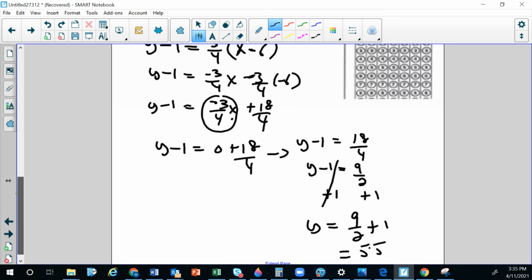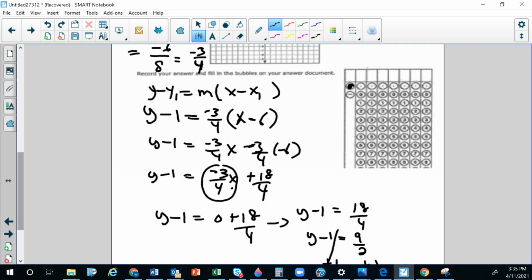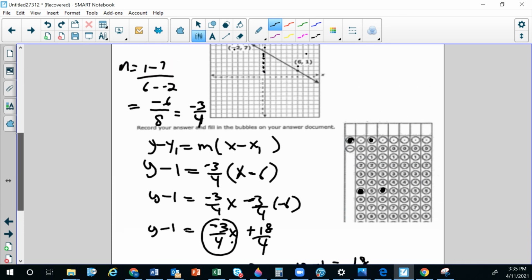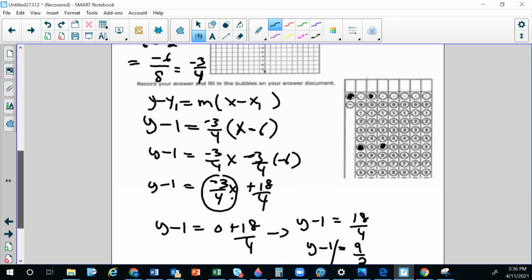Circle the bubble in the plus sign, then go to 5, then the decimal point, and then 5 again. Another way of doing it: remember, if a line goes through evenly between two integers on the axis, you can assume that it's a fraction, a 0.5. Okay, what's next?